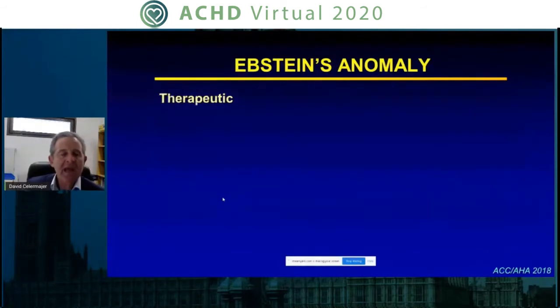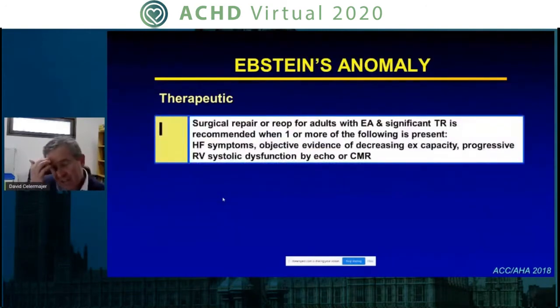Now, with therapies, it's worth going through these because a lot of thought went into this, and they're very helpful. So the first recommendation is a class 1 recommendation, which is that surgical repair or reoperation for adults with Ebstein's anomaly and significant TR is recommended when one or more of the following is present. Either heart failure symptoms, which of course have to be due to the tricuspid valve disease, objective evidence of decreasing exercise capacity on formal CPET testing, and progressive RV systolic dysfunction by echo or CMR, just remembering that interface that we were talking about a moment ago between progressive TR and RV systolic function.